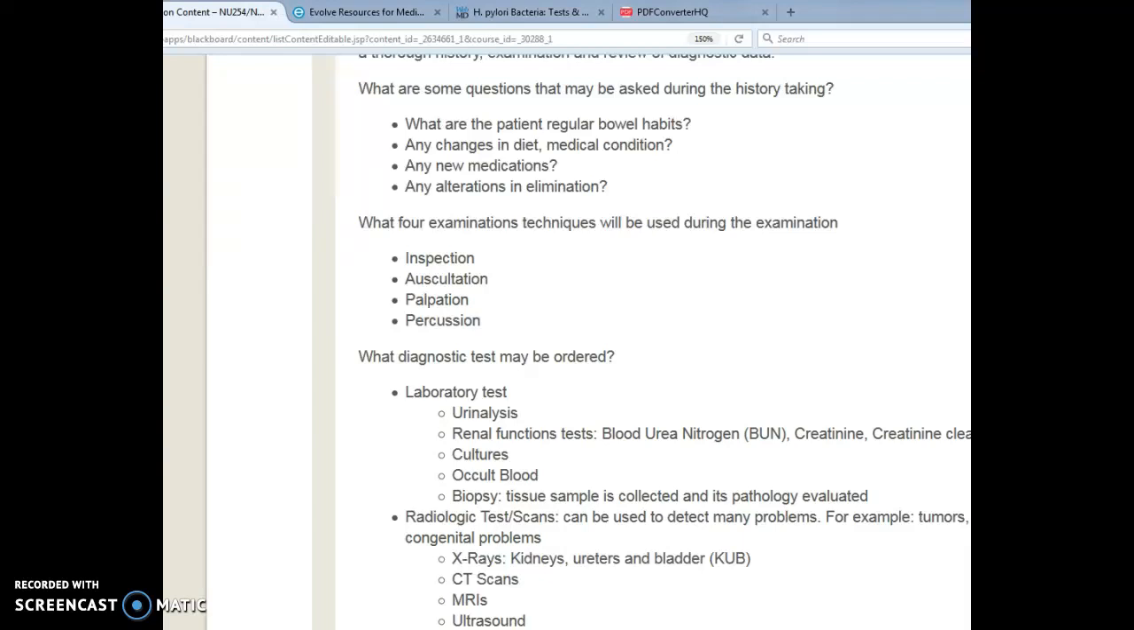An occult blood test, you see it ordered when the patient's hemoglobin has dropped and we obviously see nowhere that this patient is losing blood. So then we start thinking internally, are they losing blood from the GI system? They may not have mentioned anything about what their bowel movement characteristics look like. An occult blood test will definitely be ordered so that we can figure out whether or not they're bleeding through their bowels. Biopsy, appropriate.